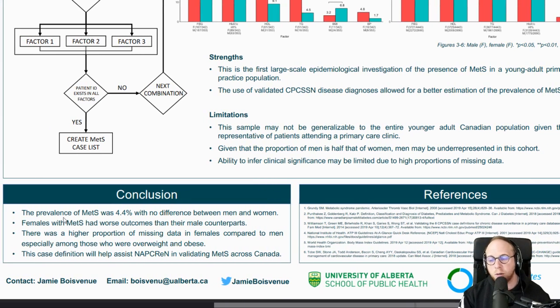So to conclude, the prevalence was 4.4%, not really much of a difference between men and women, but the high proportion of missing data leaves some cause for concern.